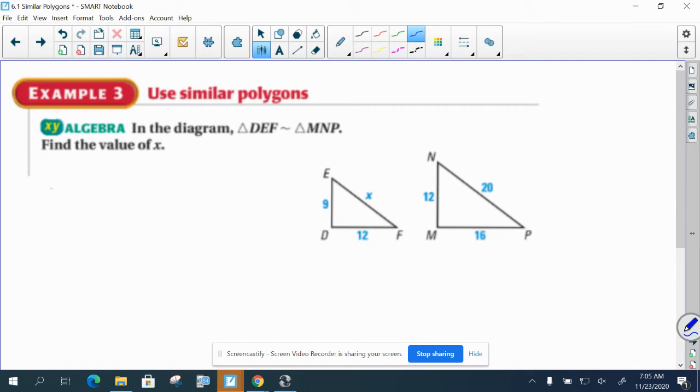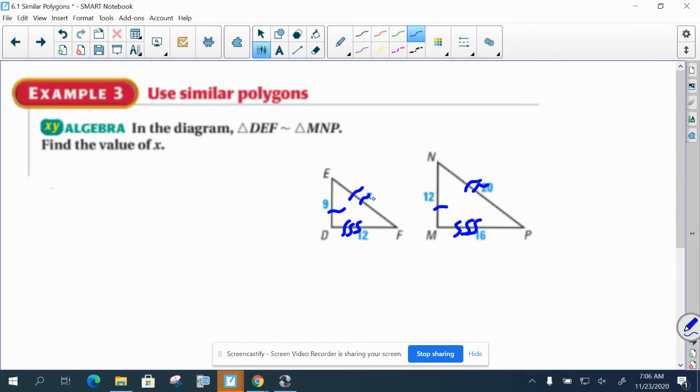So here, using similar polygons, they're saying that these triangles are similar. So I'm going to go ahead and mark the corresponding side lengths similar. So DE and MN, and then that would be those two and these two, just in case maybe the triangle is flipped or turned around. Now we know the corresponding sides. So then find the value of x.